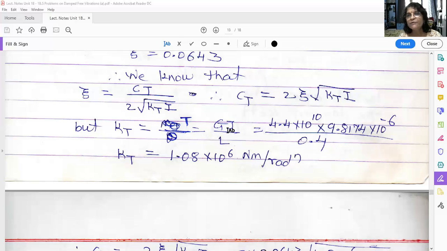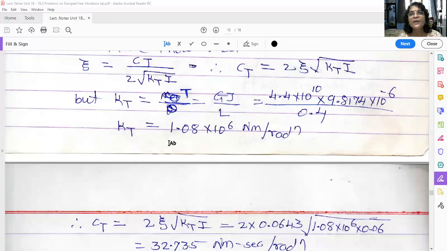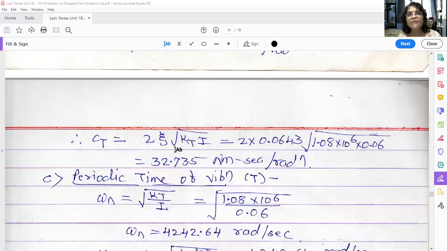We know everything. Put the value of G, that is directly given, modulus of rigidity. We have found out J, that is polar moment of inertia, and then the length of the shaft, that is 0.4. So we have found out Kt, that is 1.08 into 10 raised to 6 Newton meter per radian. Okay. So once we find out Kt, put here the value of Kt, that is Ct is equal to 2 zeta square root of Kt into I. So we found out Ct, that is damping coefficient, 32.735 Newton meter second per radian.